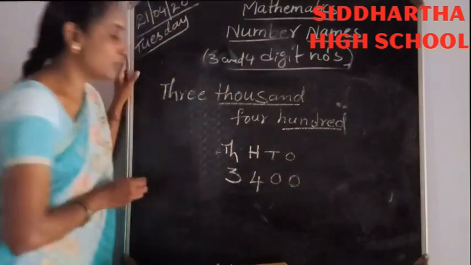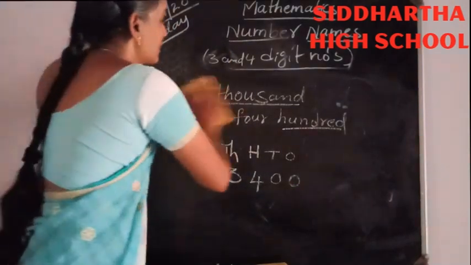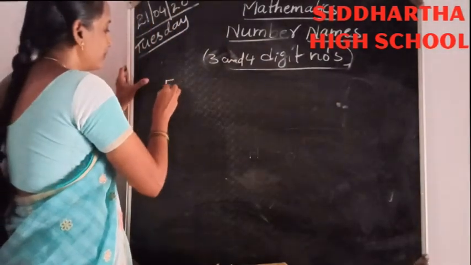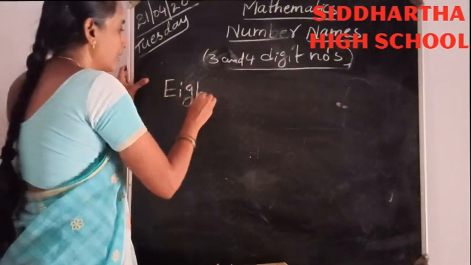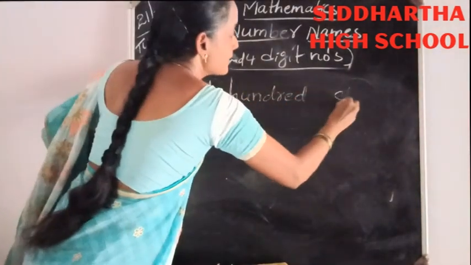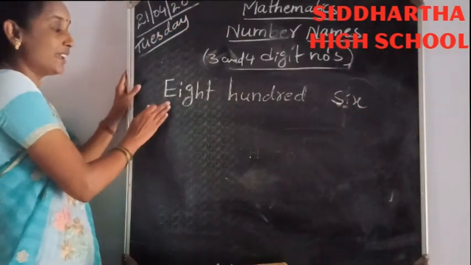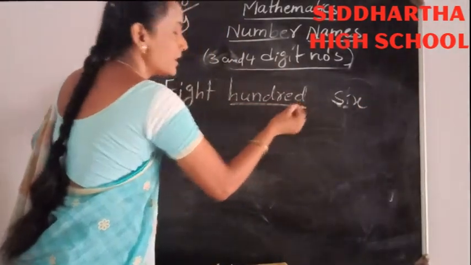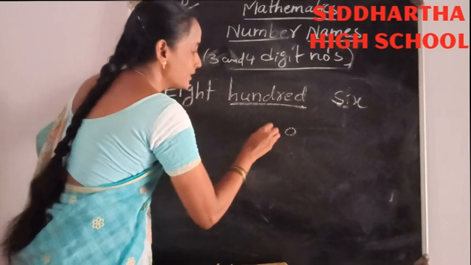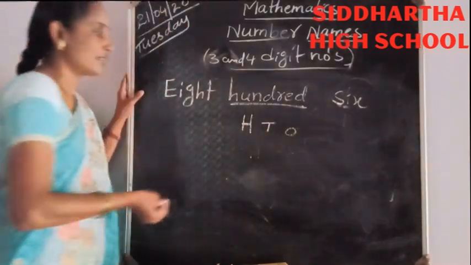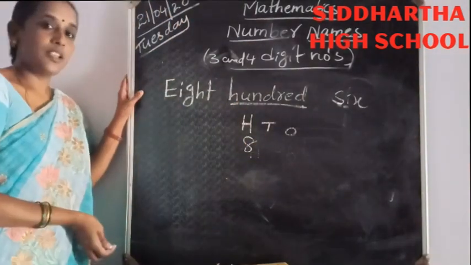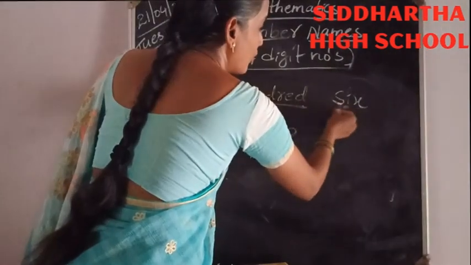Okay, children. In this way you can form the numbers also. Okay, let us discuss one more number. 806. Now 8 is in which place, children? Hundreds place. So you can write up to hundreds: ones, tens, hundreds. I have written 8 in hundreds place. Now move on to the 6.